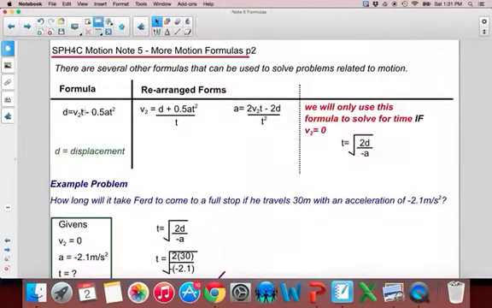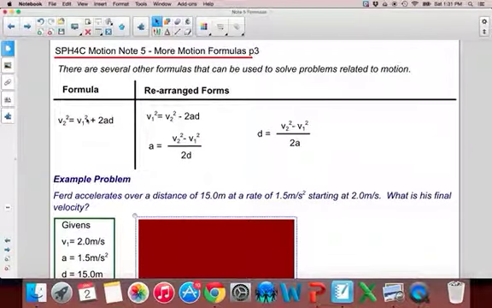If you're given a question and there's no time given and you're looking for distance, you can't use this formula. It won't work, right? And so you have to get into the idea of picking a formula that goes with the givens you have. And we'll talk about that a bit more later. For now, let's just look at this formula here.